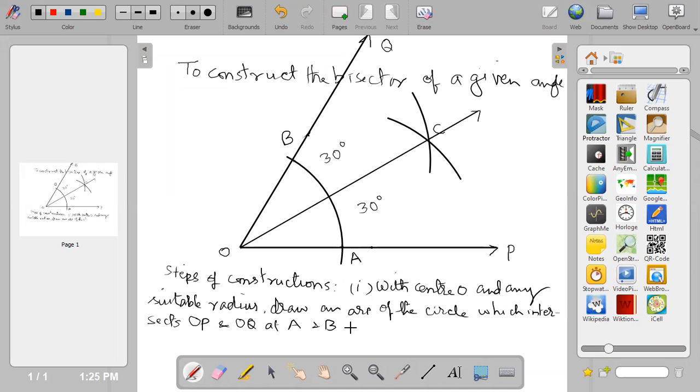Okay, first point. I should write the second point here, but because of the shortage of space, I'll write here. I can take another page also, but this figure will not be there. So we should write according to the figure. The second point is: with centers A and B, draw two arcs of the same radius intersecting each other at C. So together we will write this second point.